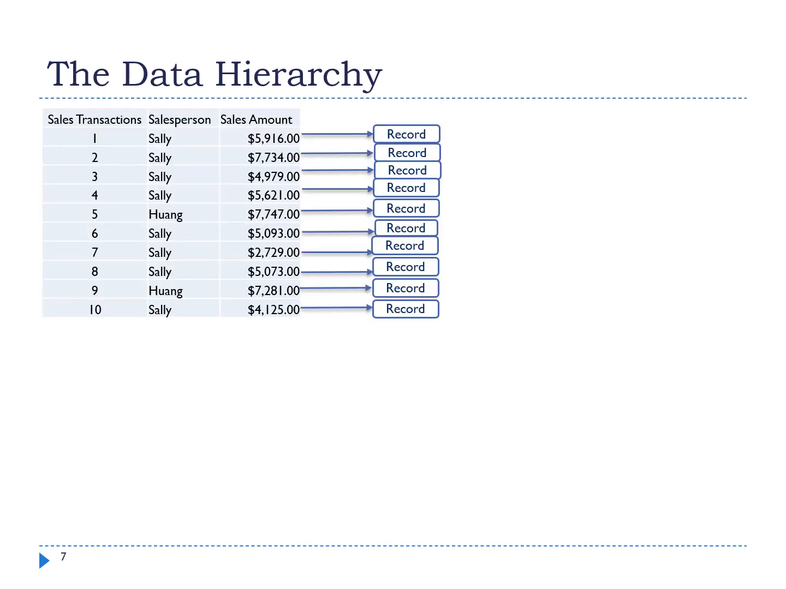For example, in this sales transaction table, each row is a record. A record is a logical grouping of related fields, such as the sales transaction ID, salesperson's name, and the sales amount for that salesperson with the transaction ID.